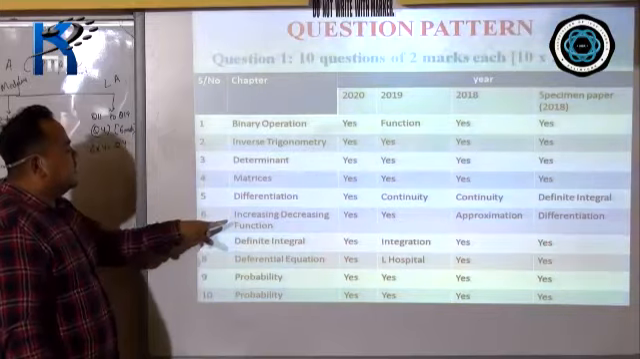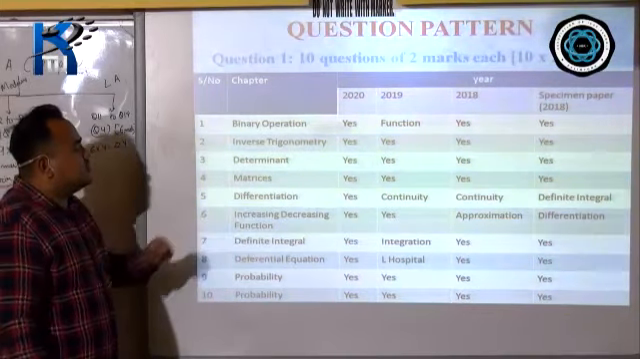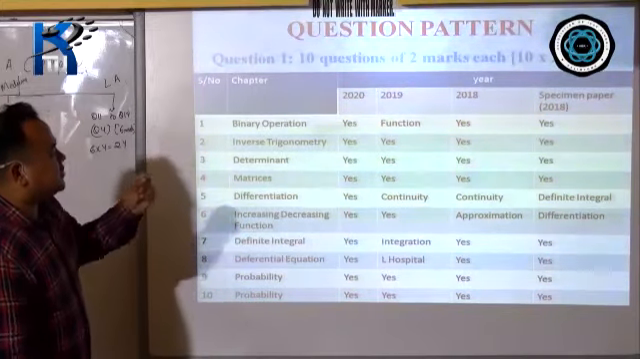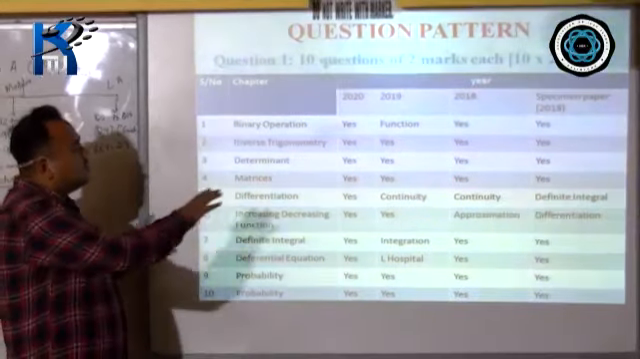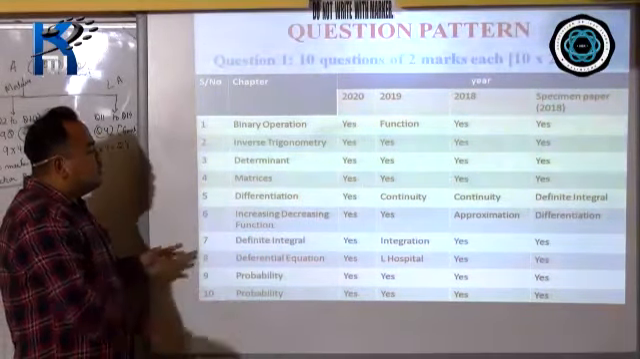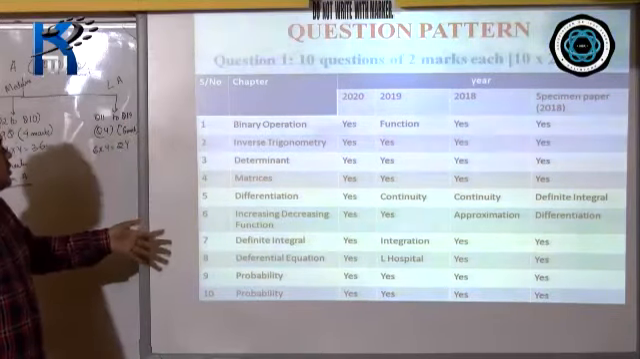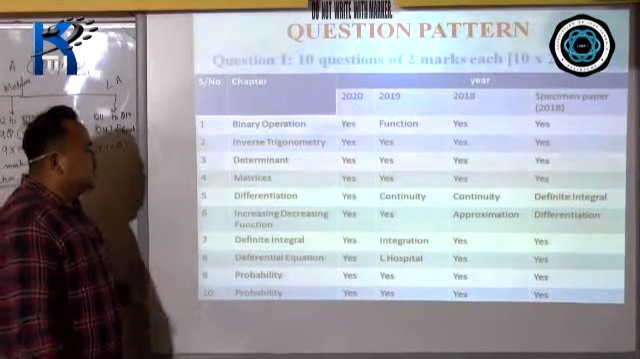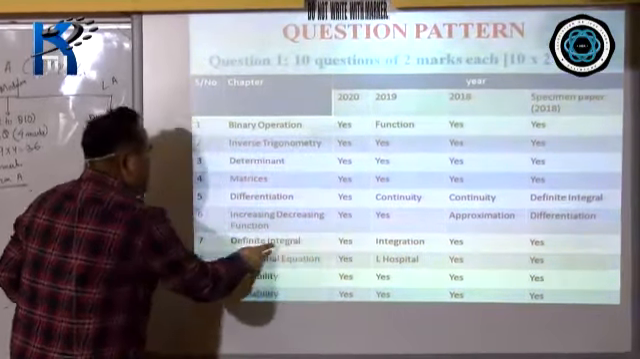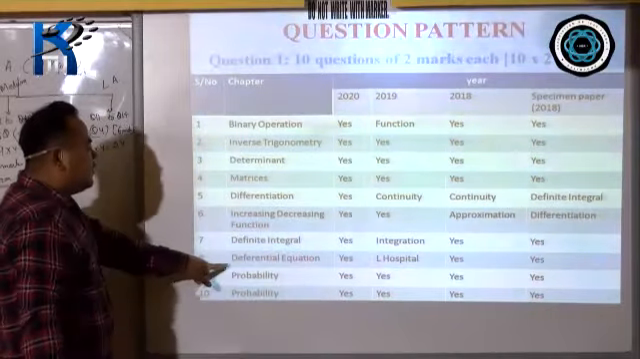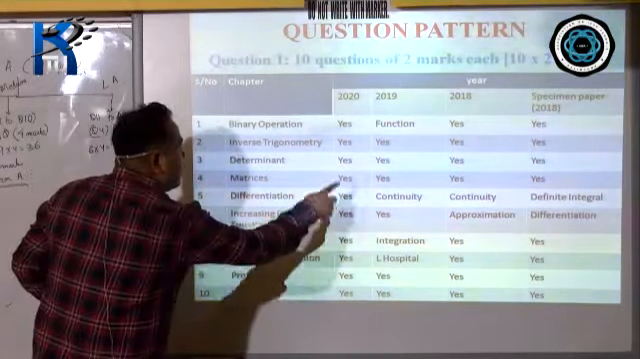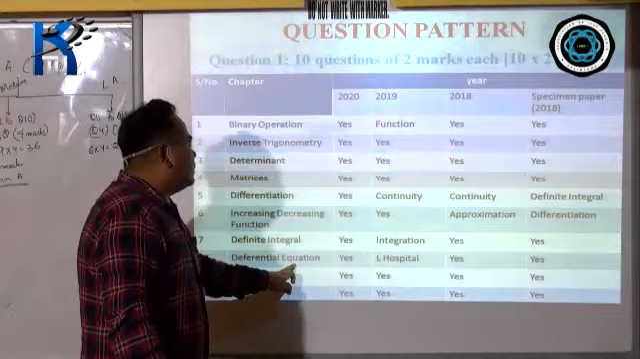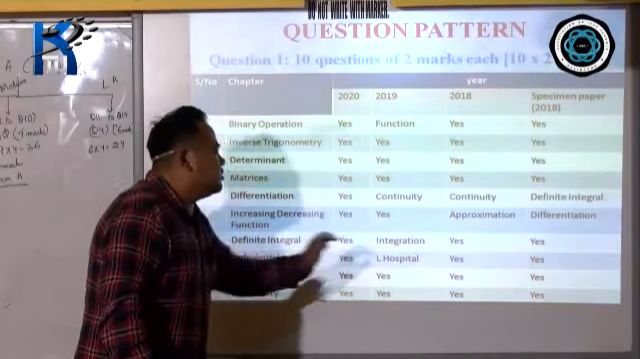And the 6th chapter is increasing and decreasing function. You got a question in 2020. 2019 also you got, but 2018 you got approximation, and in specimen paper it was derivative. Because these are all applications of derivative, you will be doing it. I just wanted you to see the pattern in which ISC gives the question. Now the 7th is definite integral, the same thing here. In 2019 you got an integration, because this is definite integral, this is indefinite integral. Normally you will get a question on differential equation, but in 2019 instead of differential equation you got a question on L'Hospital's theorem. So you'll be practicing this also, no problem.